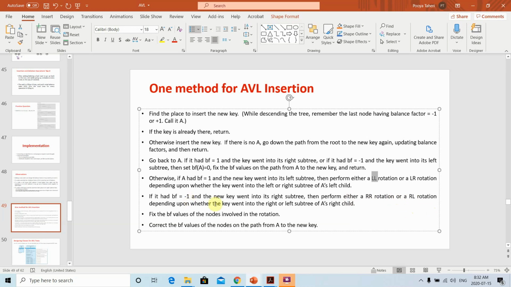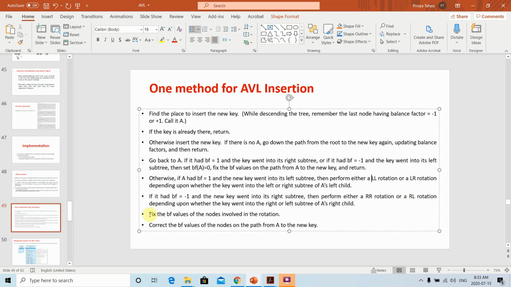Okay, so in addition to the insertion function we have, we need two helper functions, a left rotation and a right rotation. If we have an LL case, we do just a single right rotation. If we have an LR, we call the left rotation function and then the right rotation function, okay?